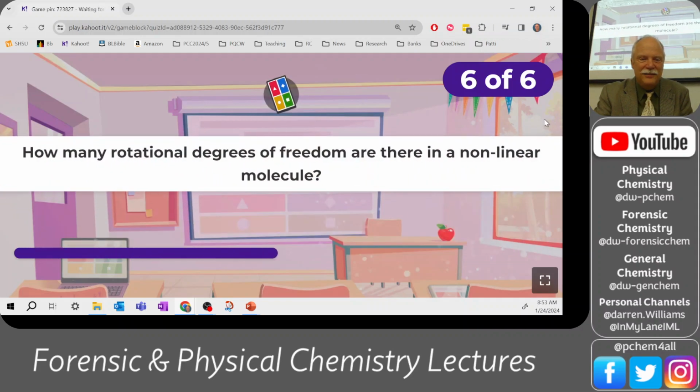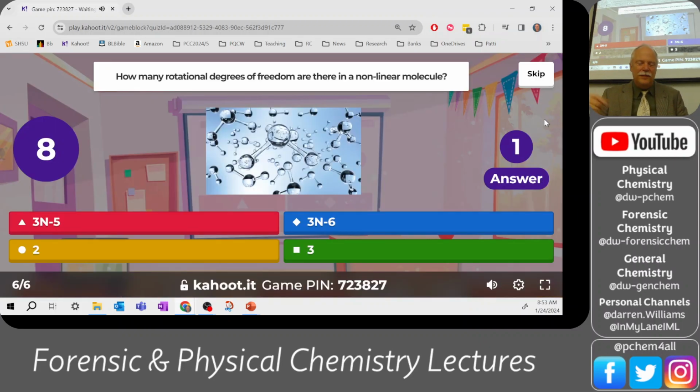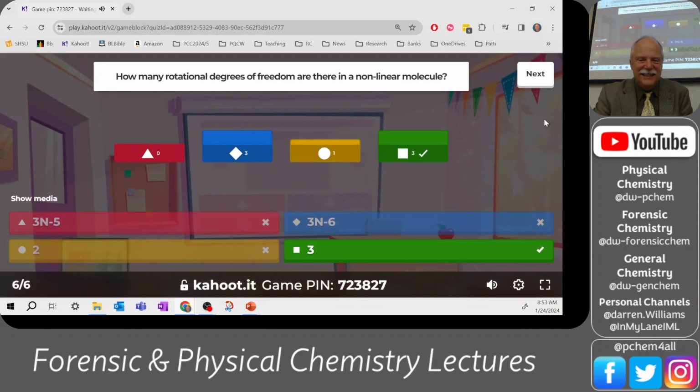How many rotational degrees of freedom are there in a nonlinear molecule? Quick answer. Boom. Oh, big split.